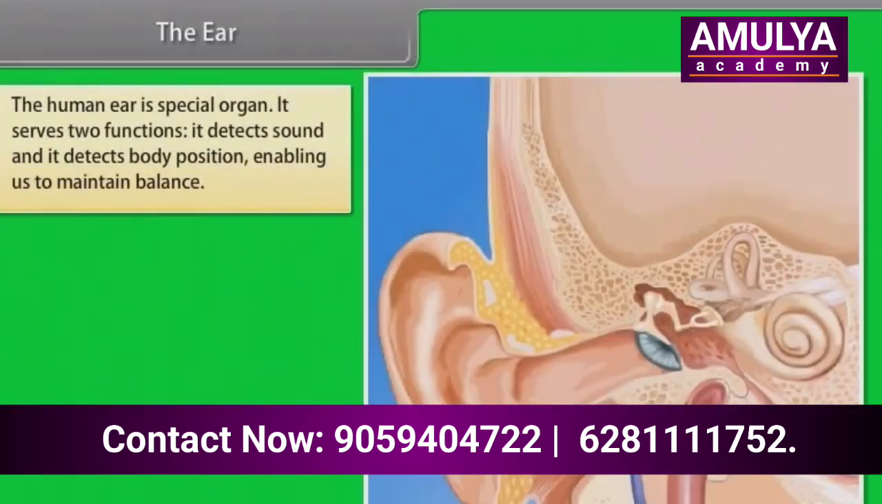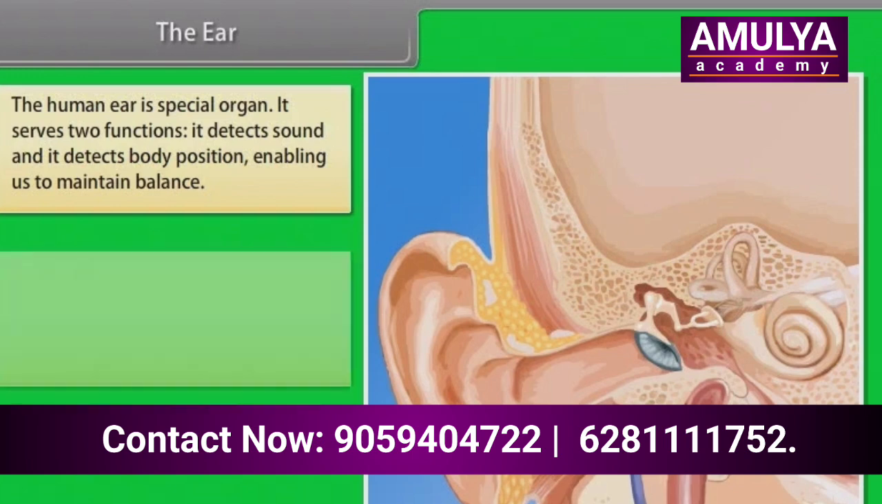The ear. The human ear is a special organ. It serves two functions. It detects sound and it detects body position, enabling us to maintain balance.